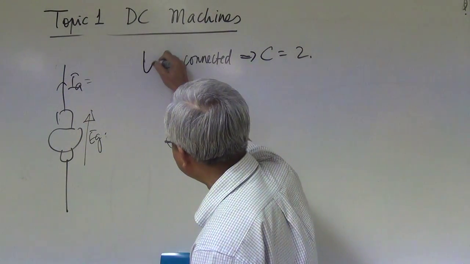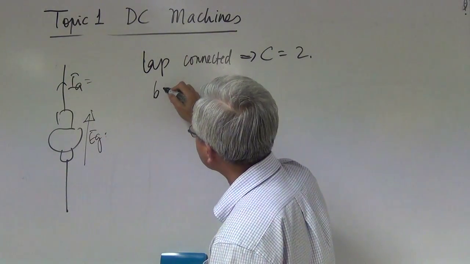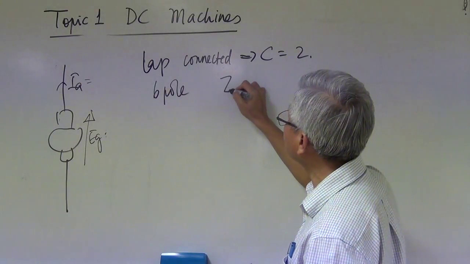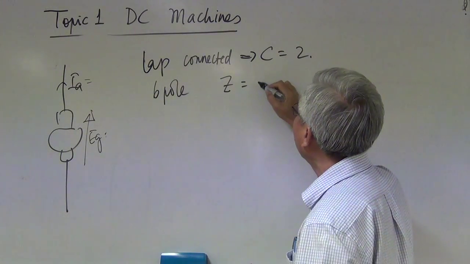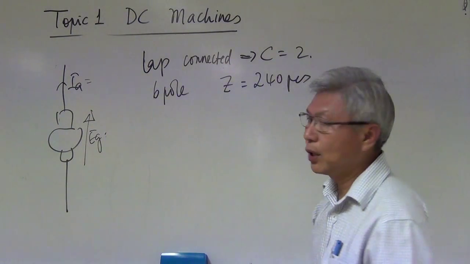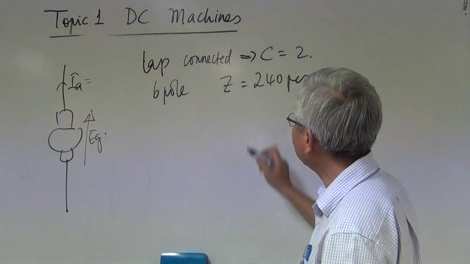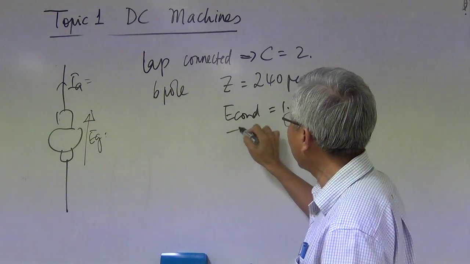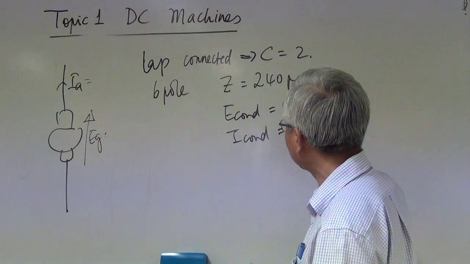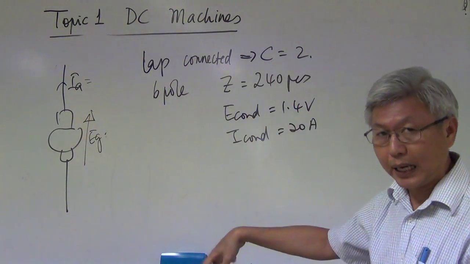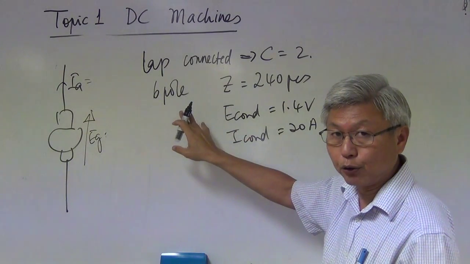Okay, this is a lap connected, and this is a six-pole machine. The total number of conductors is equal to, say, 240 pieces. You are told that each conductor produces a gain of 1.4 volt, and the current through each conductor is equal to 20 ampere. Right? In order to answer questions that come up later, it's best that you draw a diagram.